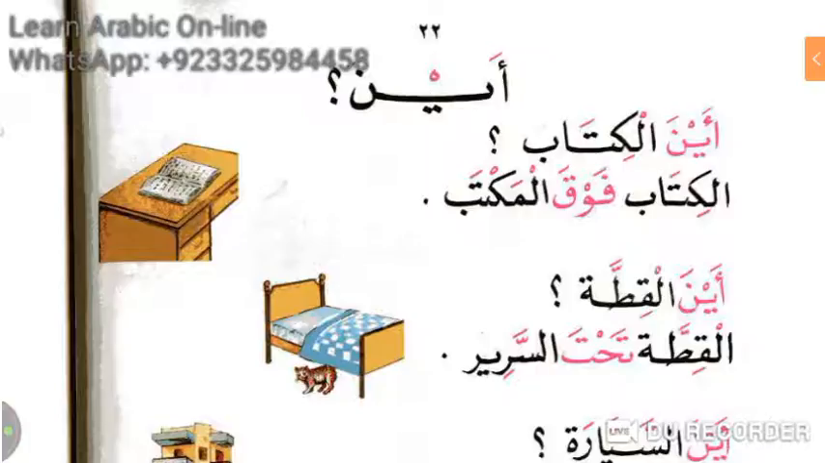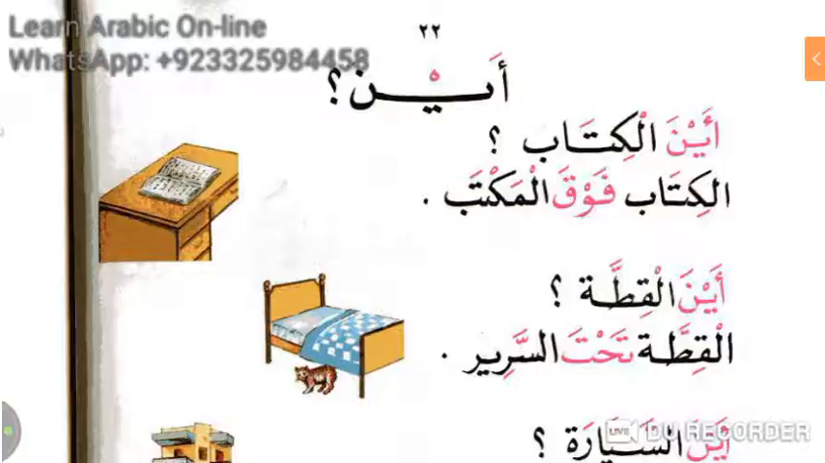Because of this fawqa we are using kasra at the end. Fawqa al-maktabi. On a normal occasion we say al-maktabu, but here we have the word fawqa, and because of this word we are saying fawqa al-maktabi. Yes. Okay, so al-kitabu fawqa al-maktabi. The book is on the desk. Okay.